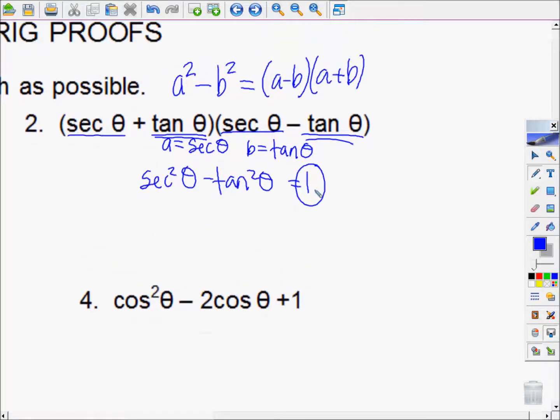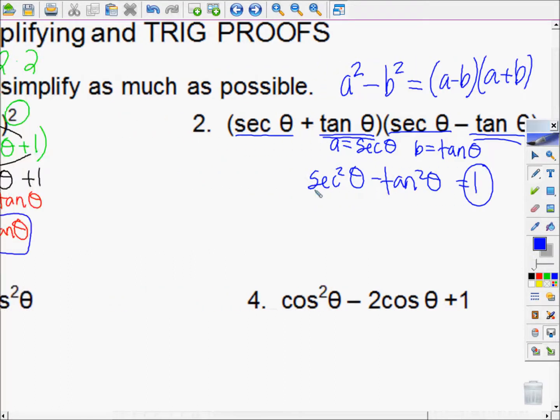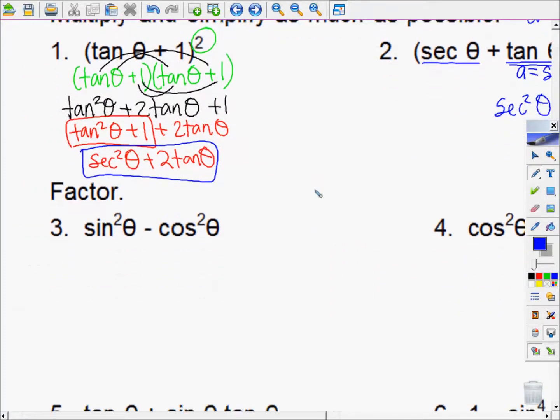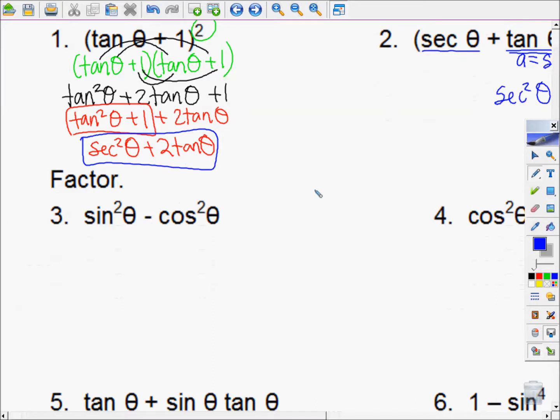Okay. So was that hard? No, it wasn't. And all we did was use something that we knew from algebra and incorporate it into trigonometry. And I was at fault because I assumed that you would notice those similarities.